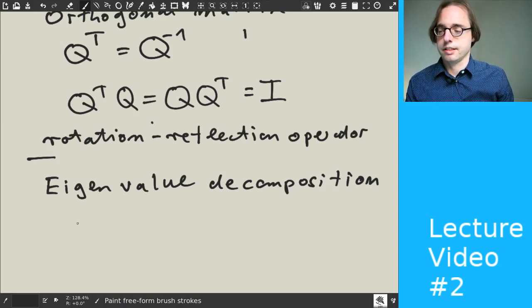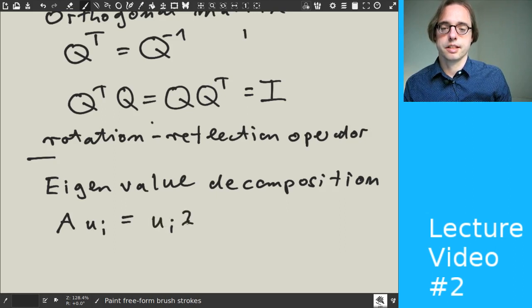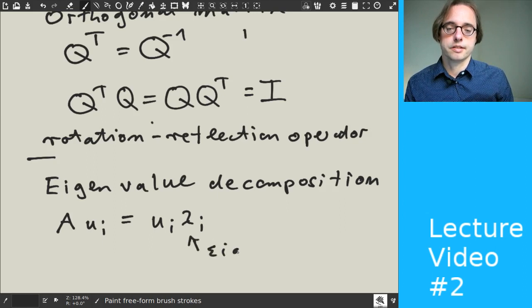Let's first define what an eigenvalue is. We have a matrix A, and then we have an eigenvector u_i. If we multiply these two together and we get u_i times lambda_i, if this is satisfied, then lambda_i is the eigenvalue, and u_i is the eigenvector.